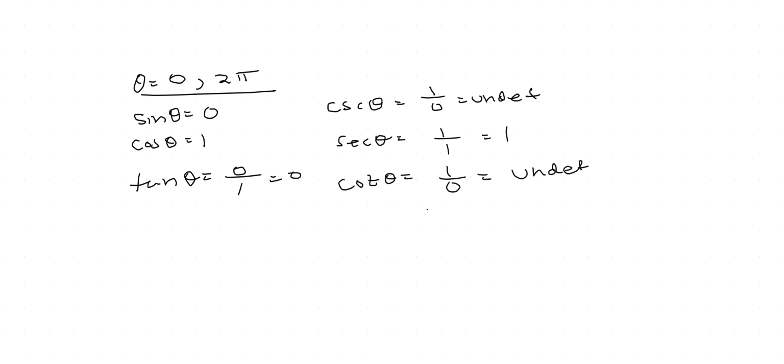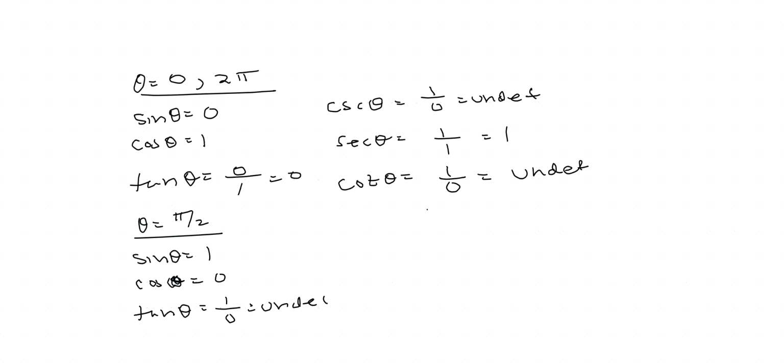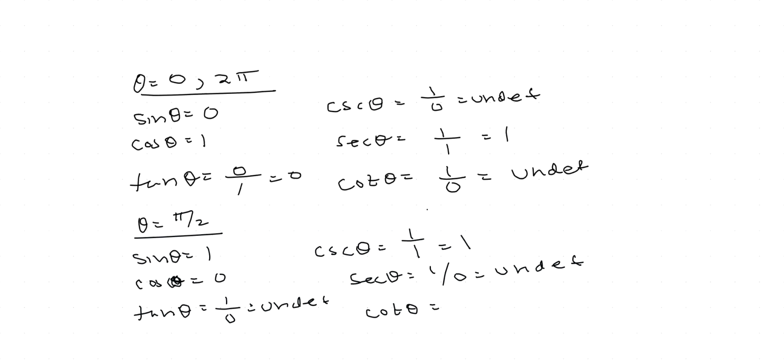For theta equals pi over 2, sine theta is 1, cosine theta is 0. Tan theta is sine over cosine, so that's undefined. Cosecant is 1 over sine, so it's just 1. Secant theta is 1 over cosine, so it's undefined. And cotan theta is 1 over tan, so it's 0.